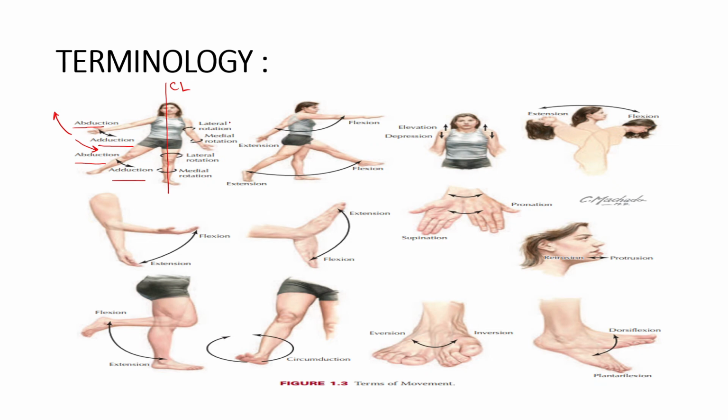Now if we rotate our hand from this side to this side, so this is lateral rotation. If we rotate our hand this side to this side, that is medial rotation. If we rotate our leg from this side to this side, this is called lateral rotation.